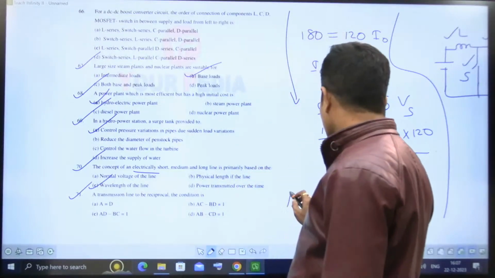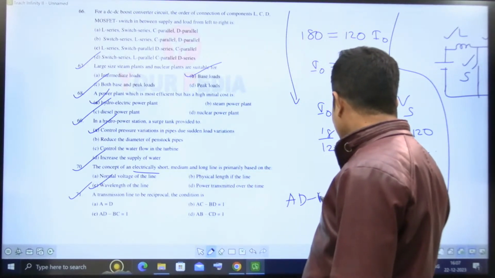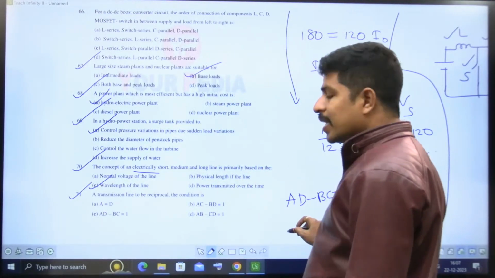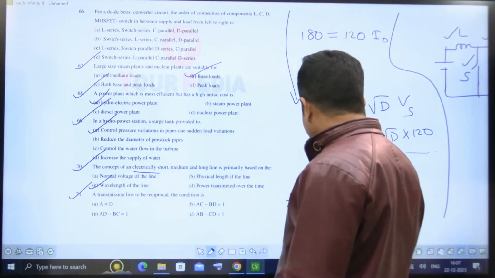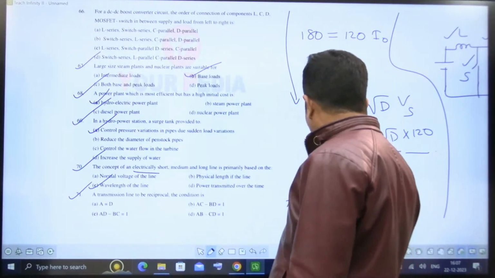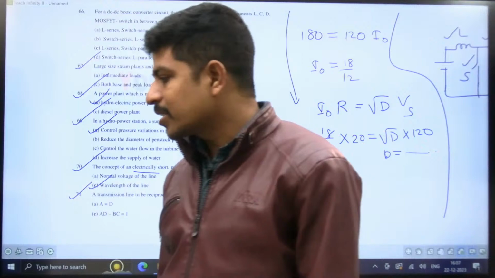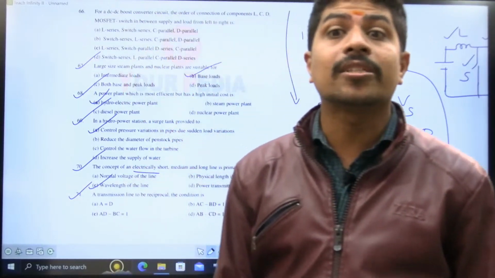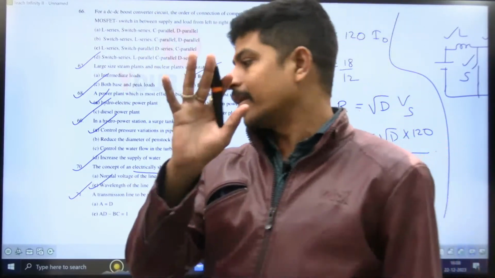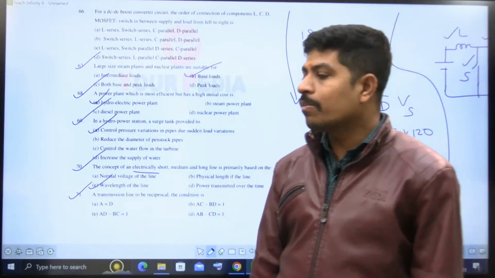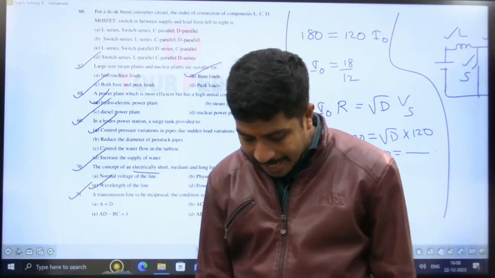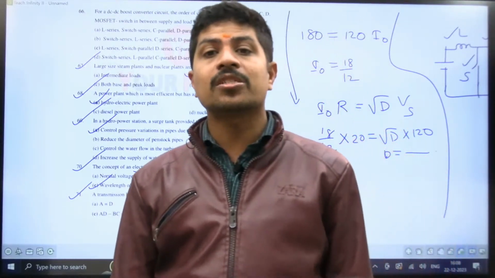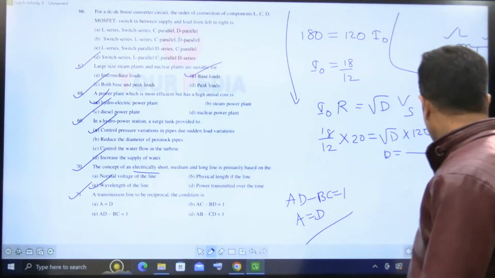Next step. A transmission line is reciprocal. The condition for reciprocity from network analysis is AD minus BC is equal to 1. The condition for symmetry is A equal to D. All practical transmission lines are symmetrical as well as reciprocal. Otherwise, it is not a practical transmission line. Whatever transmission line you feel is practical must be symmetrical as well as reciprocal.